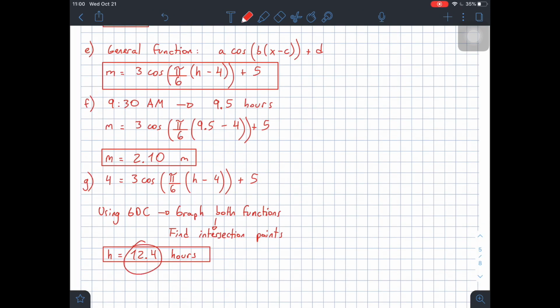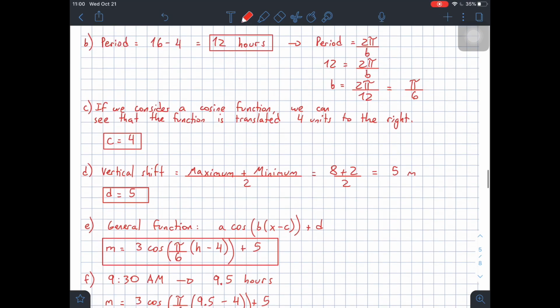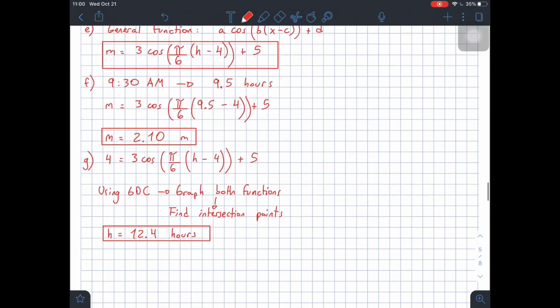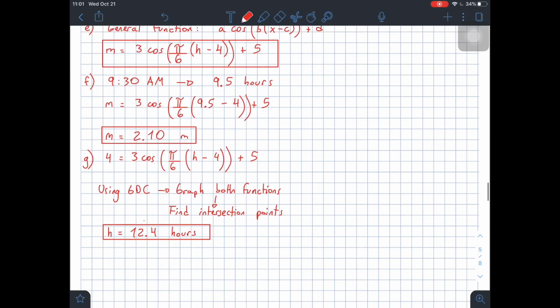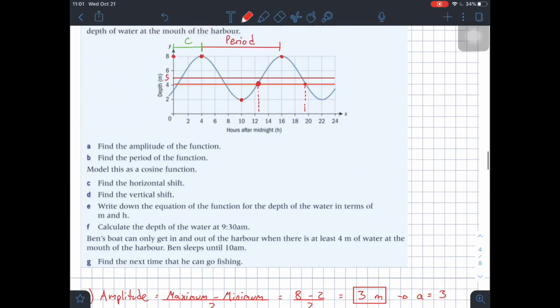If you want, you can convert this to hours in this format, but if you leave it like that, it will be fine, unless you're specifically asked to find it in that way. Okay, so the next time he can go fishing would be at least at 12.4 hours. He could go a little bit later than that, but the first time where he can get out is at 12.4 hours. Okay, so I hope this is getting clear for you.